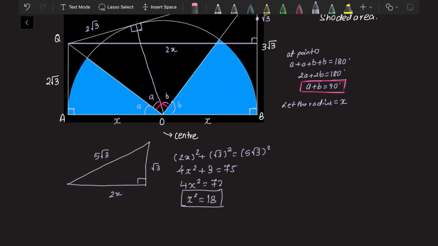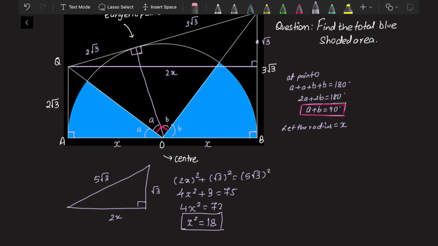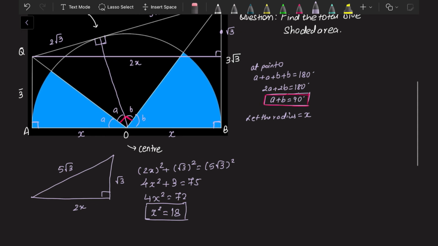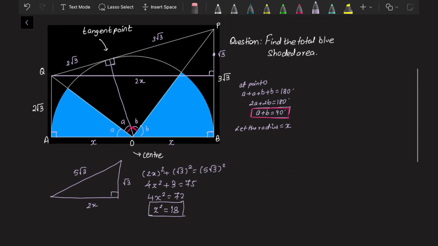Should I need to find the value of x? No need. Again, look carefully over here. So now we have not the accurate side of this particular semicircle, but yes, we have the squared value. Now let's talk about this blue area, the final part of the solution.